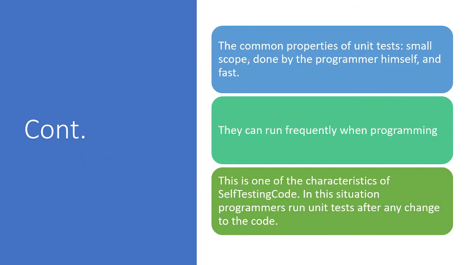The same page continues. The common properties of unit tests: small scope, done by programming itself, and they're fast. They can run frequently when programming, and this is one of the characteristics of self-testing code. In this situation, programmers run unit tests after any change to the code. That way, you could constantly verify.